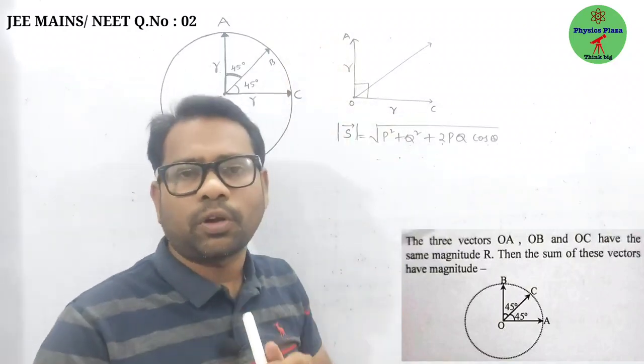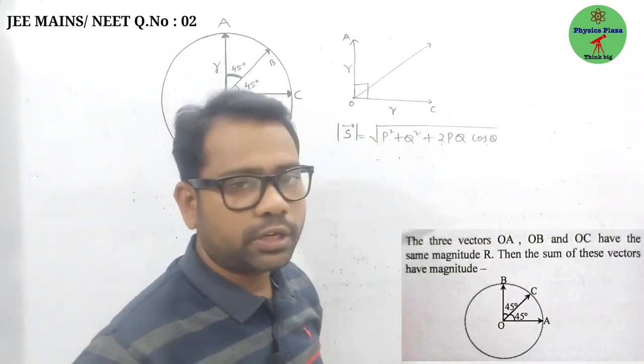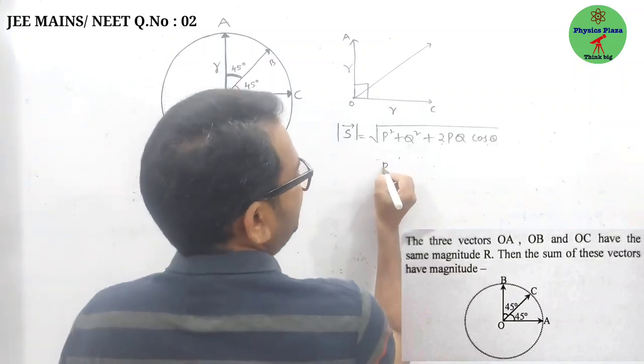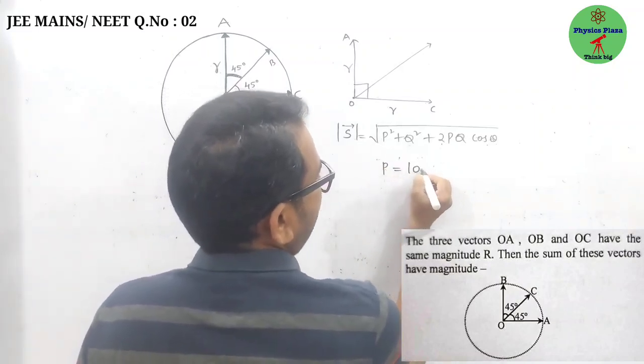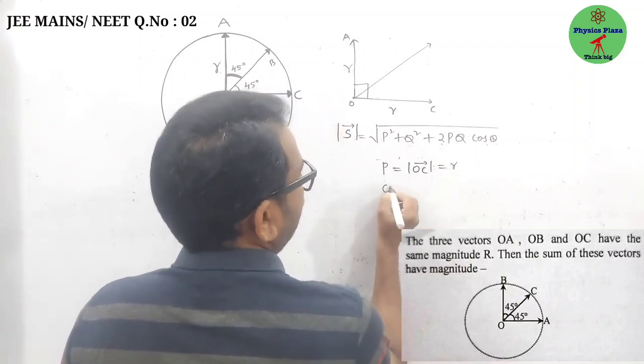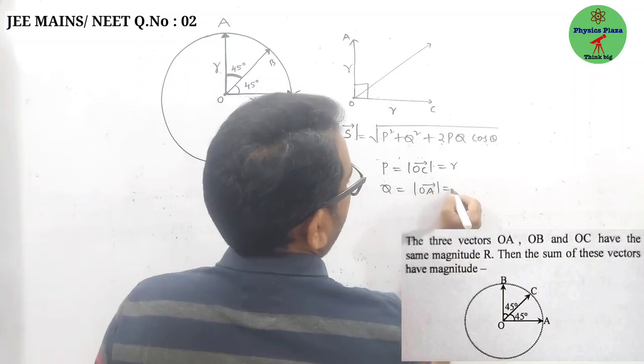As per the parallelogram law of vector addition, the magnitude is square root of p square plus q square plus 2pq cos theta. What is p? Here p is the magnitude of vector OC, that is R only. And q is the magnitude of vector OA, it is R only.